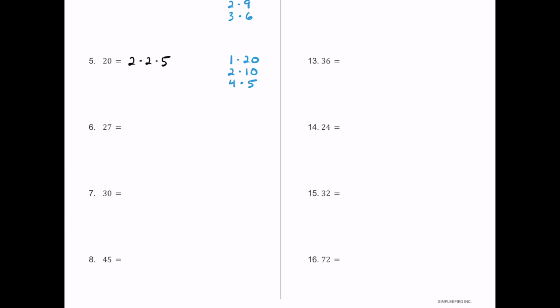For number 6, the prime factorization for 27 is going to be 3 times 3 times 3. And so let's see what we have here. Well, first of all, we do have 1 and 27. Those are going to be 2 factors. We see a 3 here.